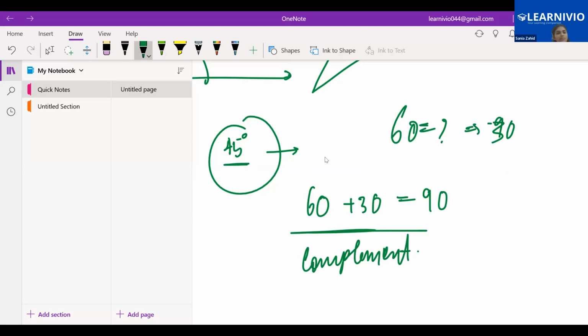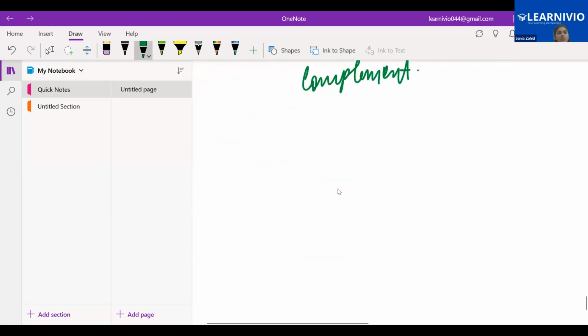Now if I say what is the complement of 45, how will you calculate? To find the complement of any angle, you subtract that angle from 90 degree. So if you subtract 90 minus 45, what do you have? What is 90 minus 45? 45. So 90 minus 45 is 45. That means the complement of 45 is 45.